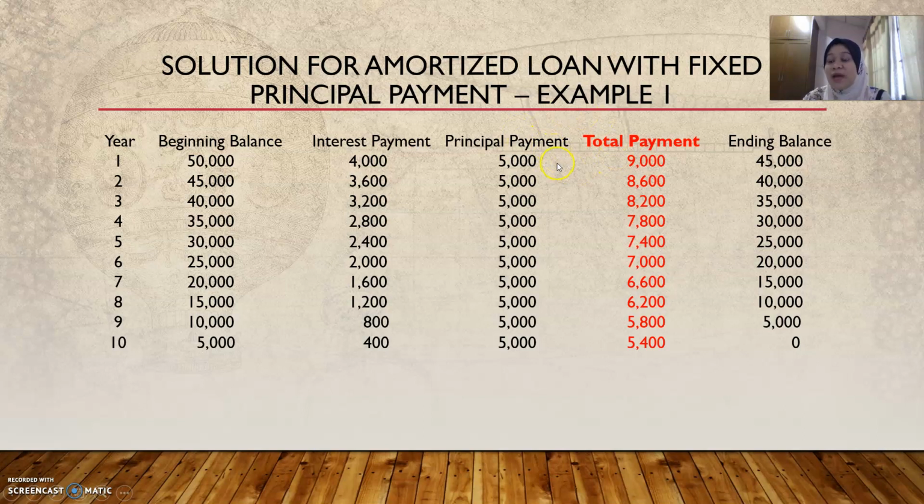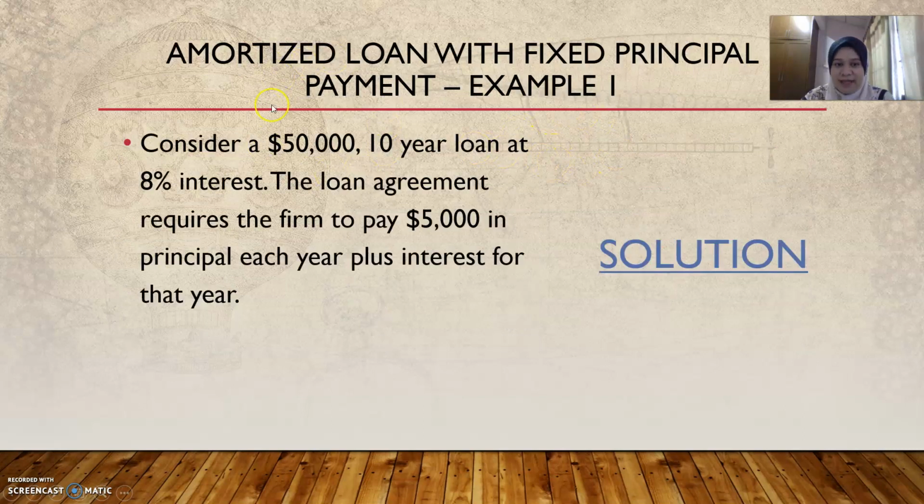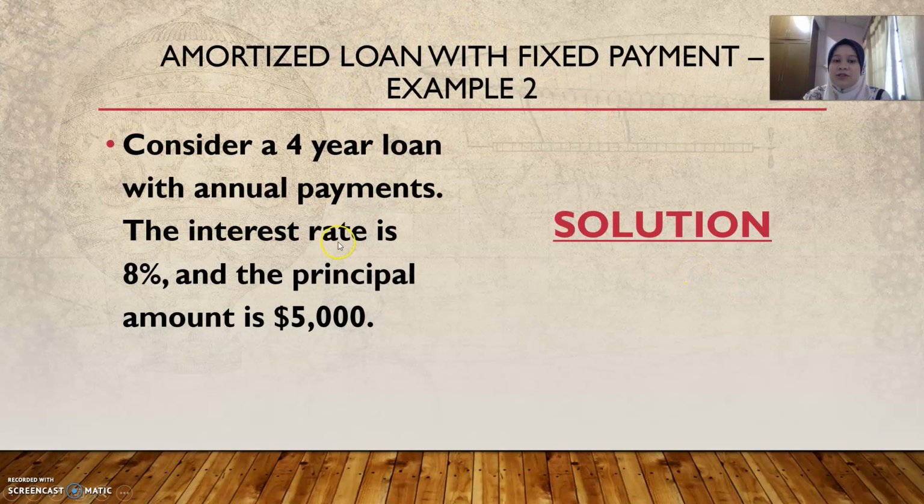So this one is when your loan amount is given. Okay, for the next solution, you will see you are given only the principal amount. The loan amount is not given. So how are you going to solve that one? Okay, consider a 4-year loan. So you want to take a 4-year loan. The time period is 4 years with annual payments. The interest rate is 8% and the principal amount is 5,000.